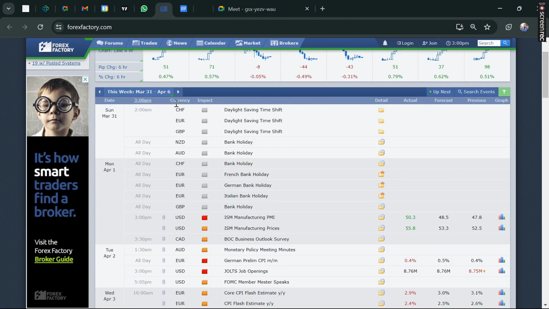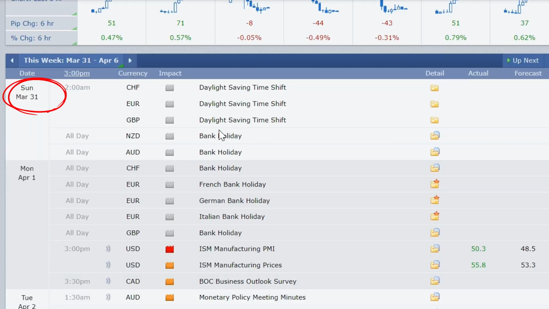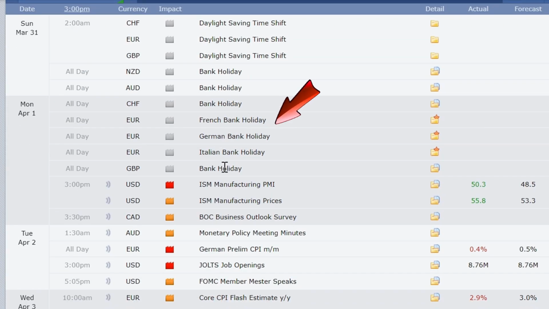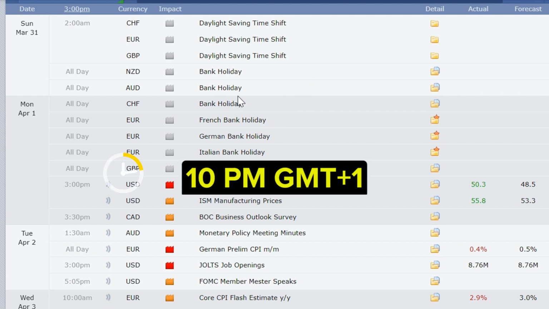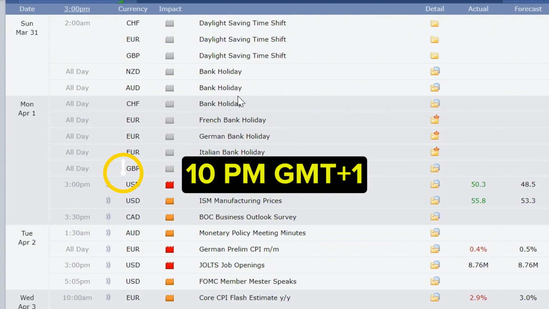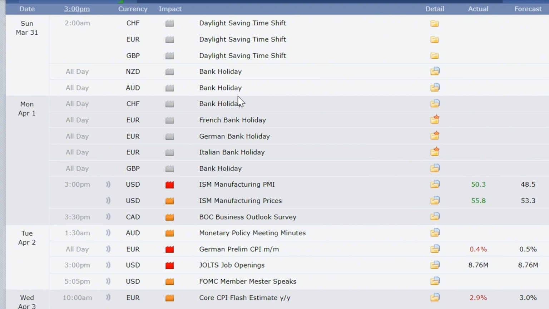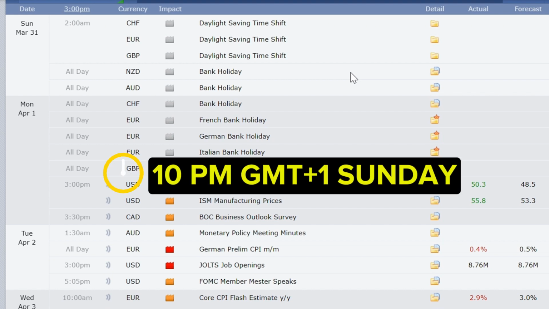We can see that this is from Sunday. Most times on Sundays there are bank holidays, and on Sunday the market is still closed. The market opens at 10 p.m. GMT plus one. If you're in a different time zone, you can calculate your time in relation to what I just mentioned. The time zone I am in is GMT plus one, which means the market opens at 10 p.m. on a Sunday.